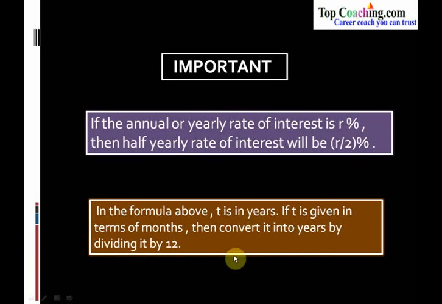In the above formula, T is in years. So we have seen that the formula for simple interest is P into R into T divided by 100. Yet T has to be in years. If T is given in terms of months, then convert it into years by dividing it by 12. We have already talked that T has always got to be in years. If it's in months, what you got to do is divide it by 12. For example, T is given to be 6 months in the problem. Then 6 months is nothing but equal to half year. So put T equal to half in the formula of simple interest and calculate the simple interest.